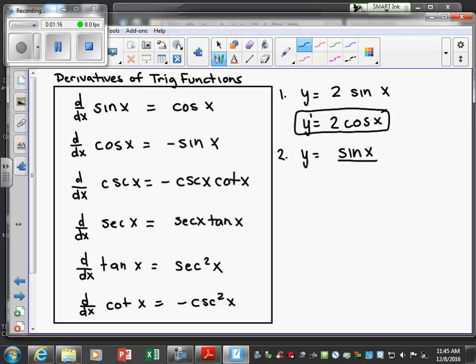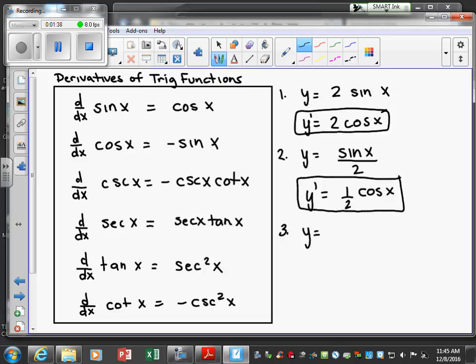Alright, so our second one, if I have y is equal to sine of x divided by 2, that's really just what? 1/2. Good, I'm glad you see that. So y equals 1/2 sine of x. So y prime is just the 1/2 that's there. What's the derivative of sine? 1/2 cosine of x. Good.